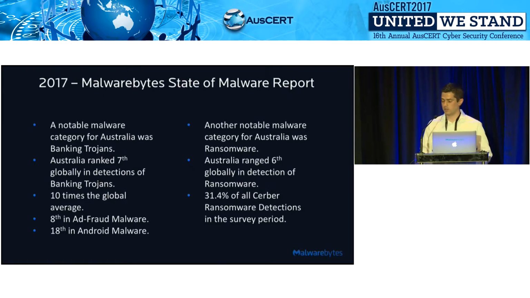infection in Australia was ransomware. Australia ranked sixth in global detection of ransomware. And in our survey period of the month of October last year, we saw that 31.4% of all the server ransomware detections occurred in Australia.